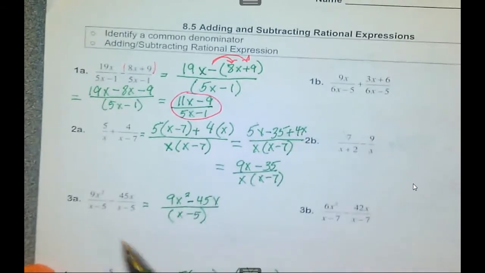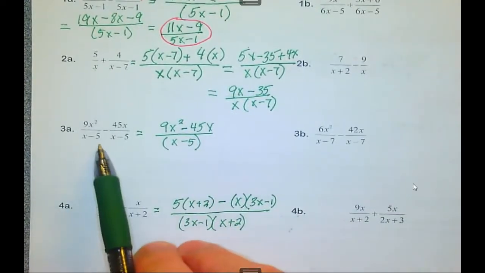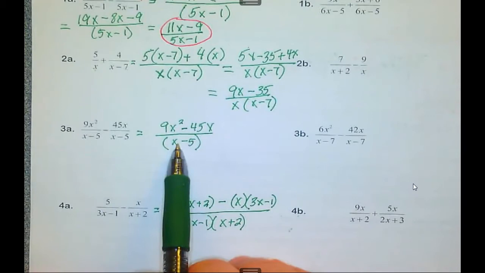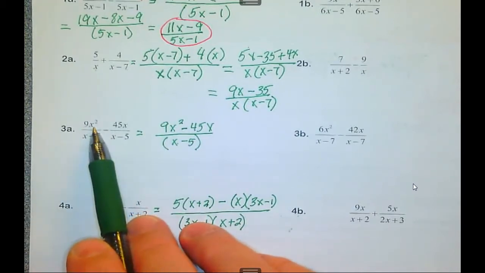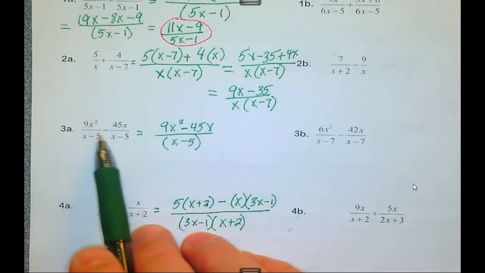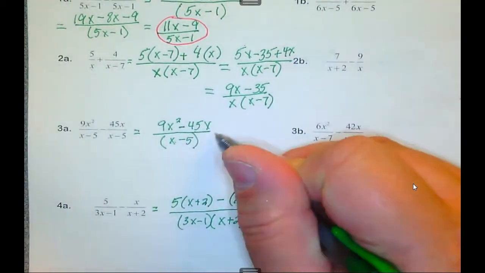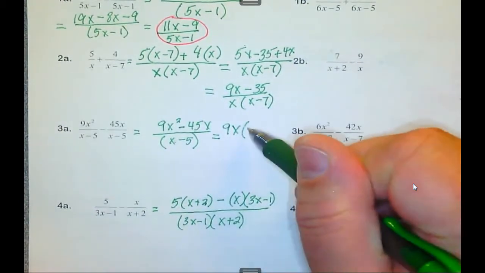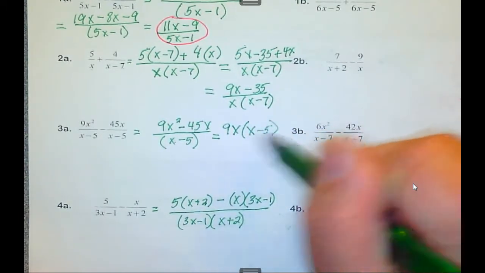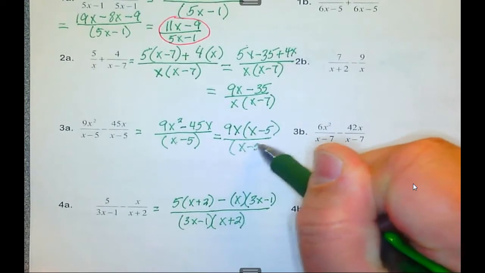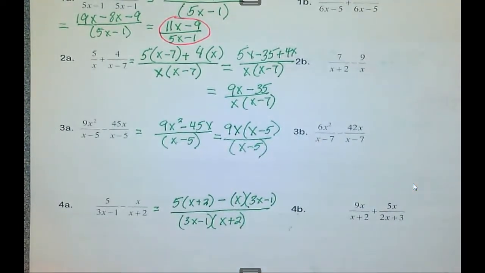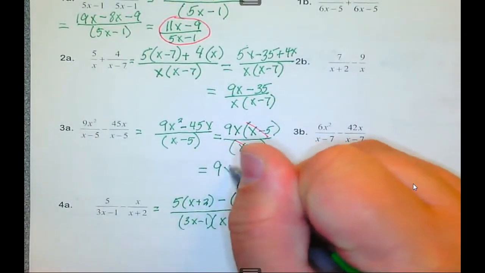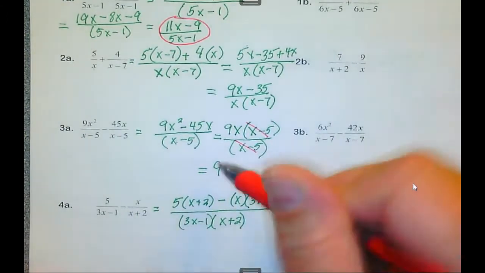Good. Okay, 3A. I have a common denominator already, and that's x minus 5. So all I have to do is simplify this numerator, 9x squared minus 45x. Well, I can factor out a 9x, and I get x minus 5 all over x minus 5. Now I have a common factor I can cancel. And I get 9x. So that's my answer.